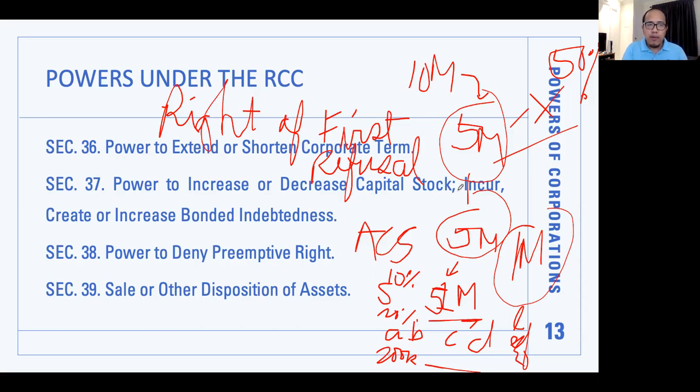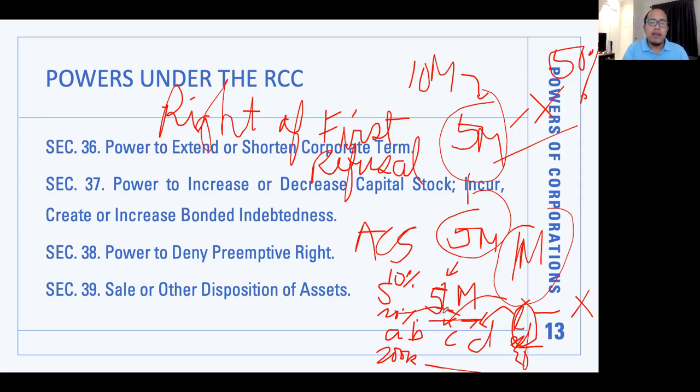Pag sinabing right of first refusal, it is between a stockholder and another stockholder. So for example, si E, ibibenta niya na yung shares niya. So si E, kung merong right of first refusal, bago niya ibenta, i-offer kay X yung shares niya, kailangan niyang i-offer niya muna kay A, kay B, kay C, kay D.